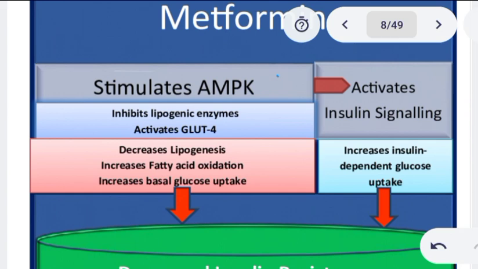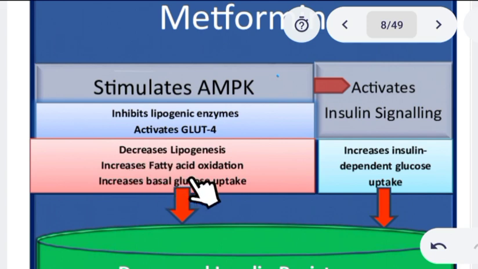So this metformin is going to inhibit the process of converting that reserve of acetyl-CoA to form fats. It's going to inhibit lipogenesis by inhibiting the enzymes that we are calling lipogenic enzymes. The other thing that it does is that metformin actually activates GLUT4 transporters. So we have more GLUT4 transporters and more glucose will be able to enter into the cells. This is what I'm talking about: it decreases lipogenesis. It also increases fatty acid oxidation.